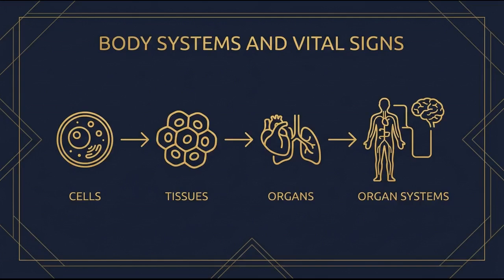Lesson 4. Body systems and vital signs. To provide effective health and social care, you need a basic understanding of human anatomy and vital signs. The human body is highly organized. Its hierarchical sequence starts with cells, which form tissues, which then form organs, and these organs work together in organ systems. The SEC syllabus highlights 6 main systems: cardiovascular, respiratory, digestive, renal, musculoskeletal, and nervous systems.